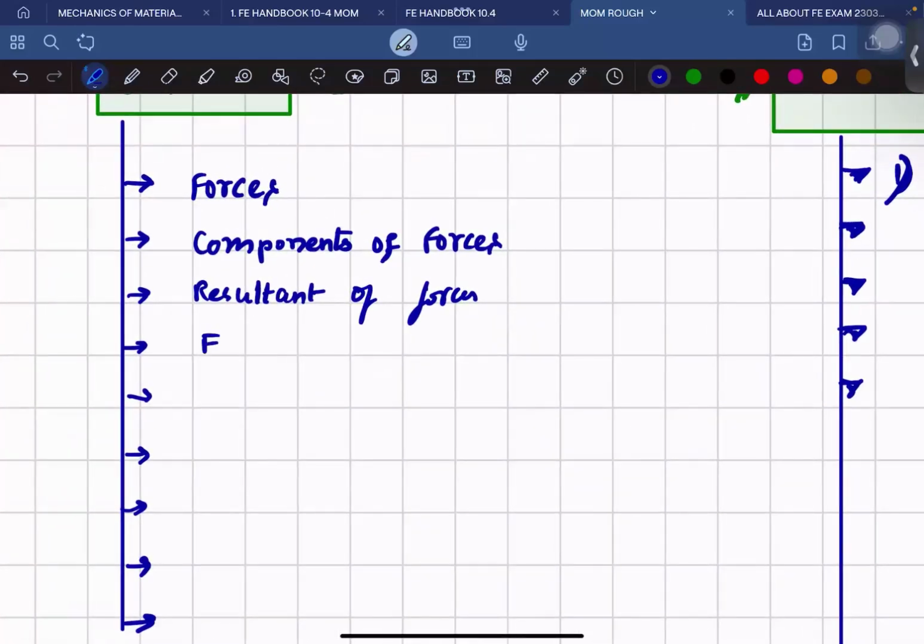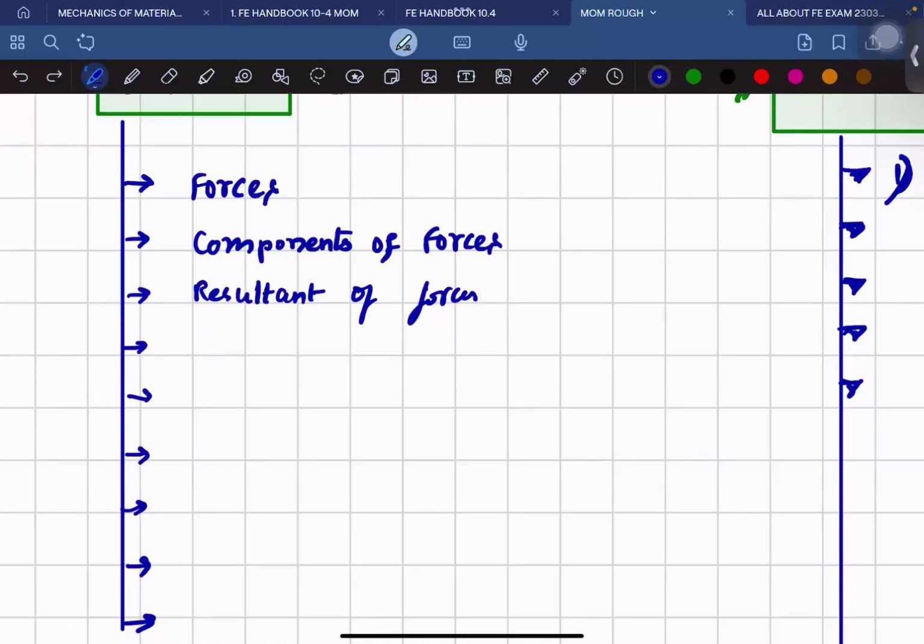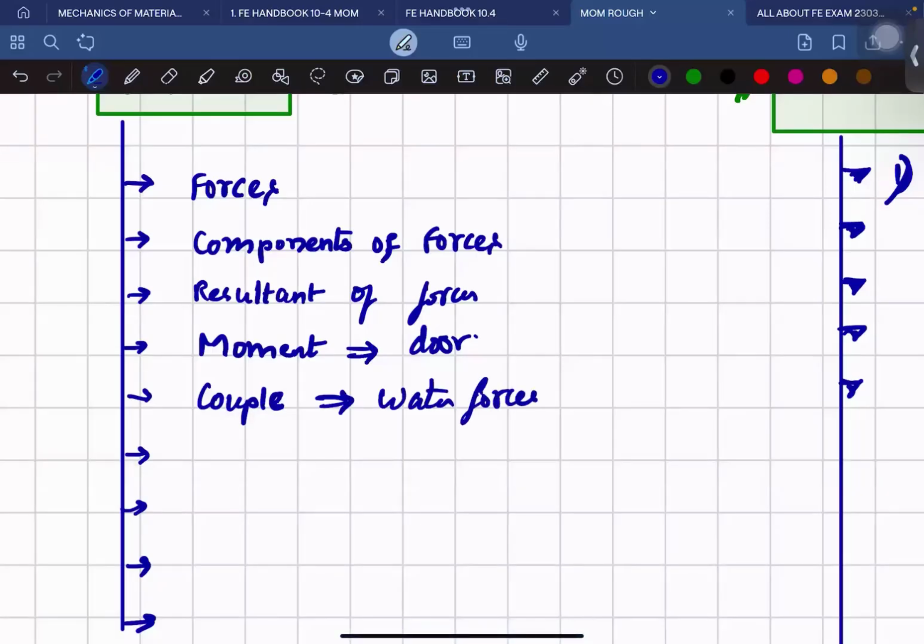Equilibrium of rigid bodies, equilibrium of forces, moments. Before equilibrium, we learned something called moment. And I still remember some of you gave the example of a door, which I really liked. Couple. Yes, couple, perfect. So, an example of a couple in practical cases: a water bottle. That's perfect, where two forces are involved in opposite directions. You can notice when you try to open a water bottle, one finger will be pushing it and one finger will be pulling it. So that's good.